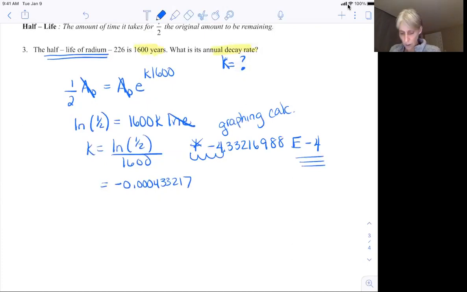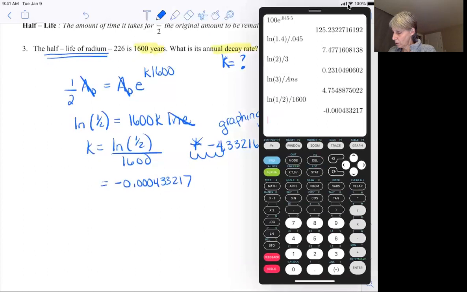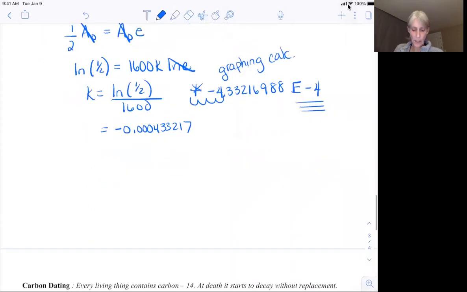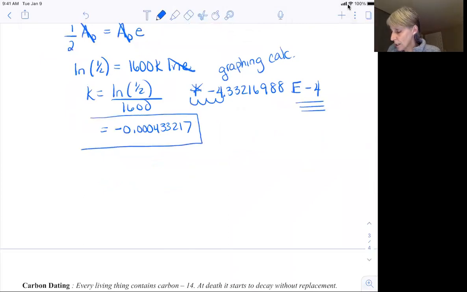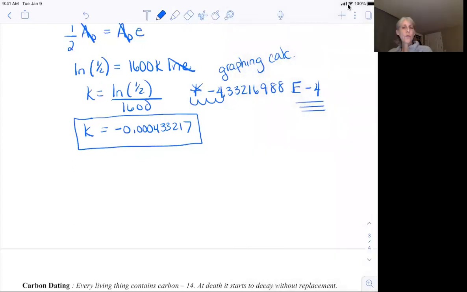So this is your... what did I do? One half divided by 1,600. Oh, it just rounded it differently at the end there. That's okay. We're going to take the value from the iPad, because it didn't go out as far as the graphing calculator did.